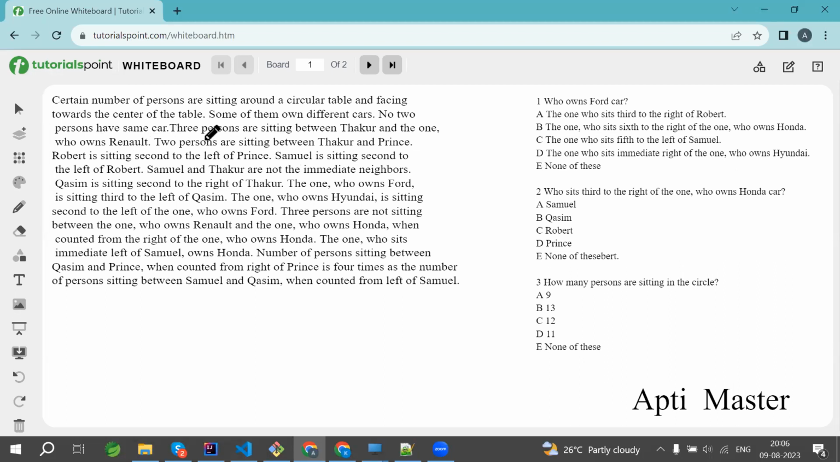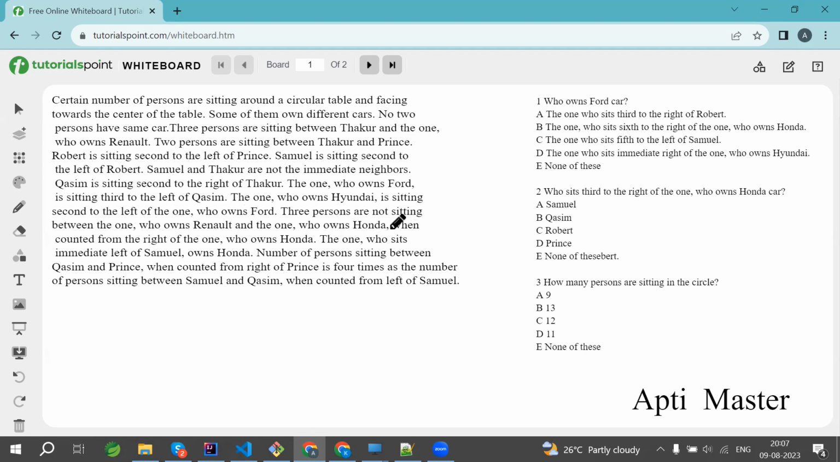Next, you can read that three persons are sitting between Thakur and the one who owns Renault. And two persons are sitting between Thakur and Prince. Robert is sitting second to the left of Prince. Samuel is sitting second to the left of Robert. Samuel and Thakur are not immediate neighbors. Qasim is sitting second to the right of Thakur. The one who owns Ford is sitting third to the left of Qasim. The one who owns Hyundai is sitting second to the left of the one who owns Ford.